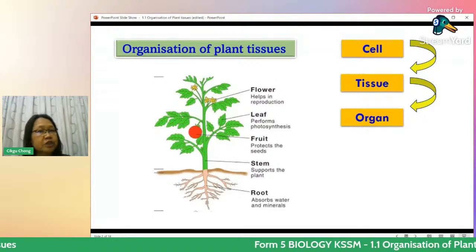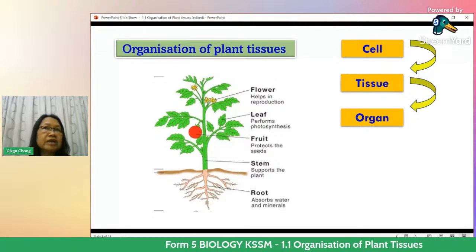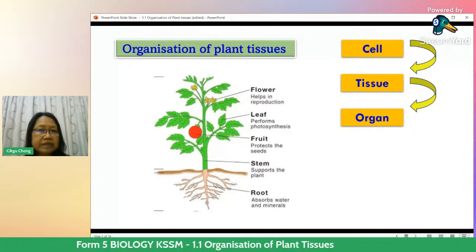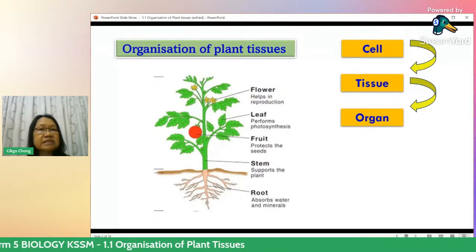So this is a popular question. They ask you which of the following is not an organ. Okay, A, B, C, D. So you have to remember some examples.